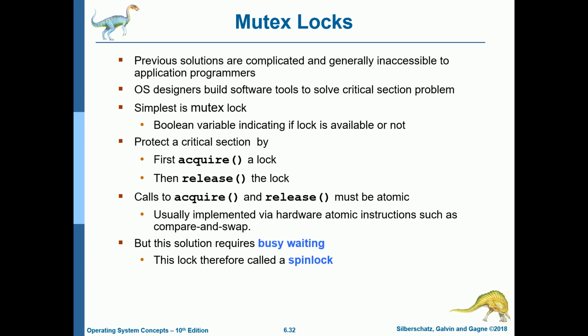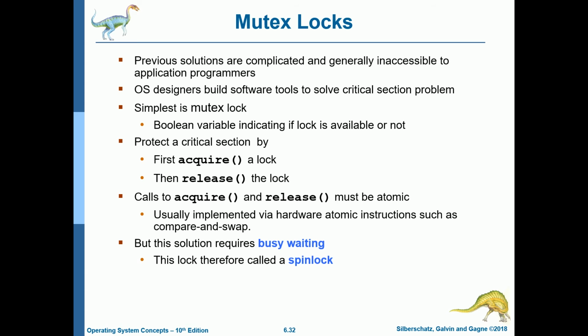The hardware solutions to the critical section problem that we have presented are complicated, as well as generally inaccessible to application programmers. Instead, operating system designers build high-level software tools in order to solve the critical section problem. The simplest of these tools is called a mutex lock. In fact, the term mutex is short for mutual exclusion. We use the mutex lock to protect critical sections and thus prevent race conditions.